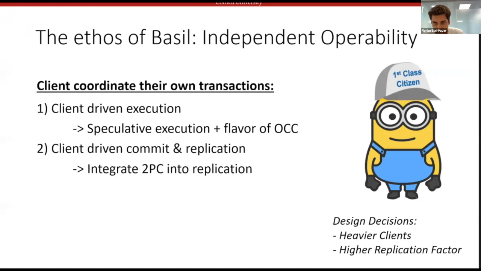To do so, we have to make some design concessions. For one, we assume that clients are no longer anonymous end users, but rather application front ends. And additionally, we do have to rely on a slightly higher replication factor in order to actually achieve this desirable property of Byzantine independence.